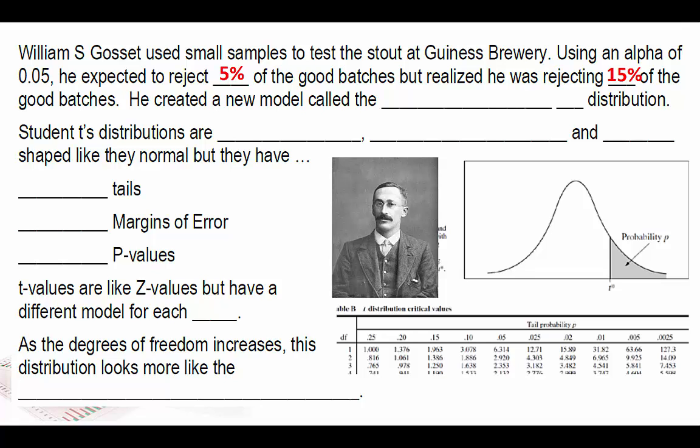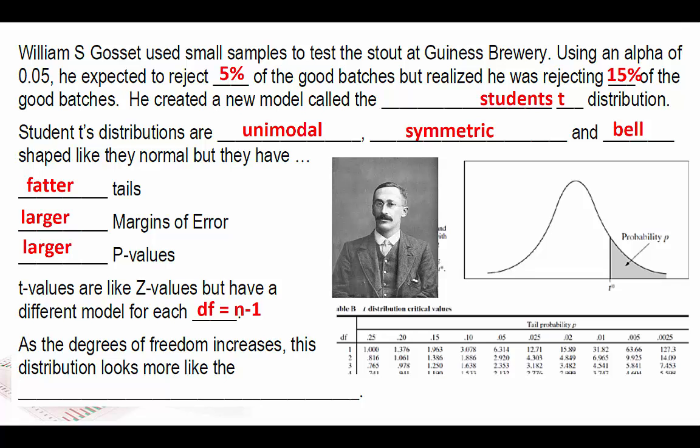So he actually collected a lot of data, and he created a new model called the student's t-distributions. These are unimodal, symmetric, and bell-shaped, just like normal distributions, except they have fatter tails, larger margins of error, and larger p-values. So they use something called a t-value, which is like a z-value, but they have a different model for each degree of freedom, and I'll show that to you in a second. As the degrees of freedom increases, this distribution looks more like the normal distribution.